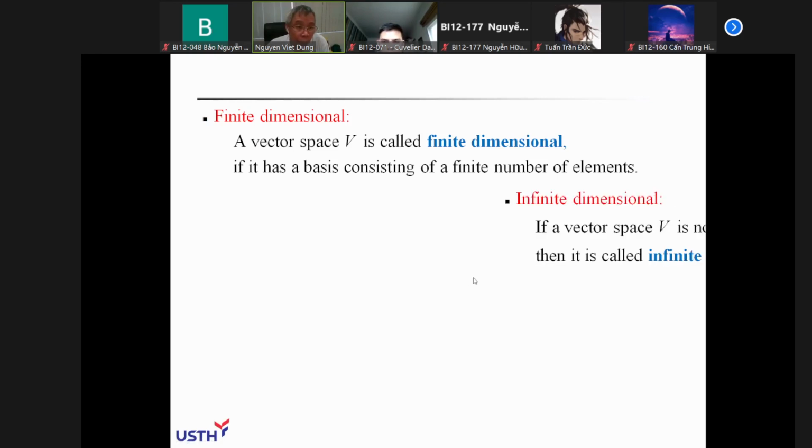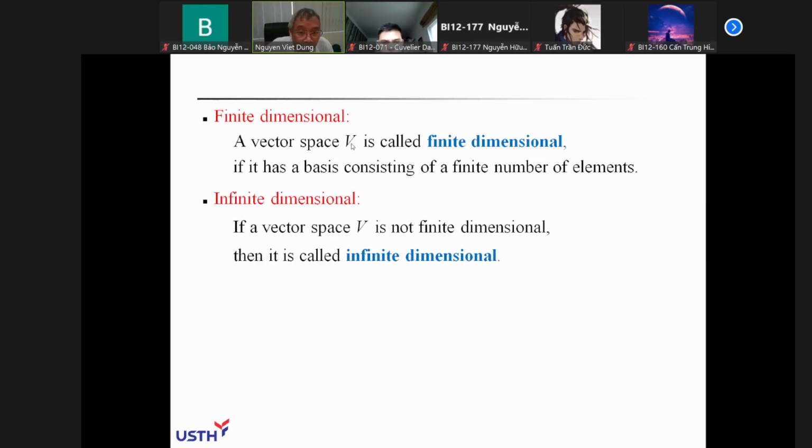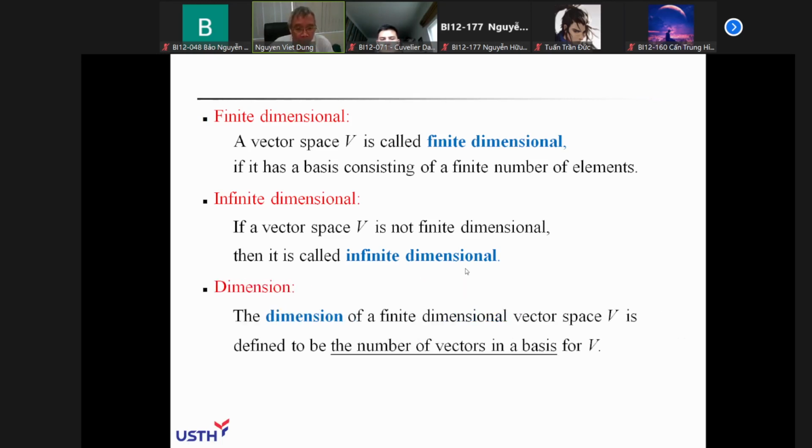Now we define the notion of dimension. A vector space V will be finite dimensional if we can find a basis for V consisting of a finite number of elements. In case we cannot find a basis for V consisting of a finite number of elements, then we say V is infinite dimensional. And now is the definition of dimension. We consider only the case when V is finite dimensional. Then the dimension of V in such a case will be defined to be the number of vectors in a basis for V.